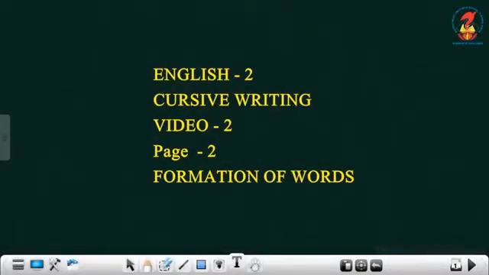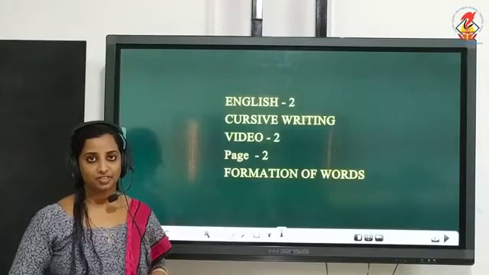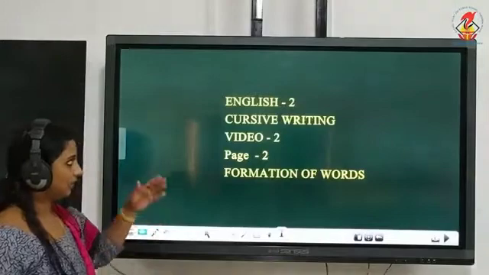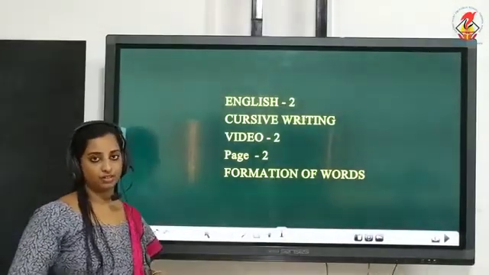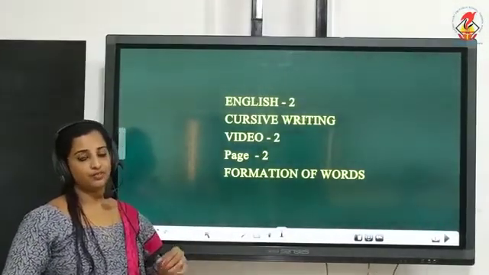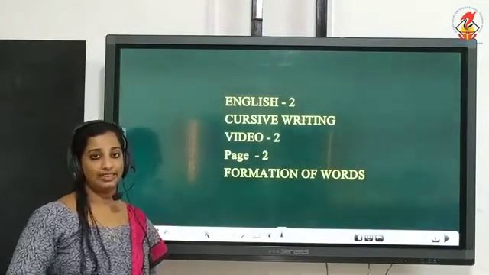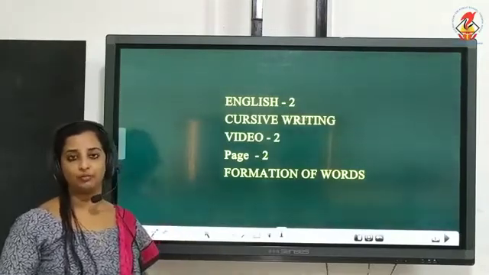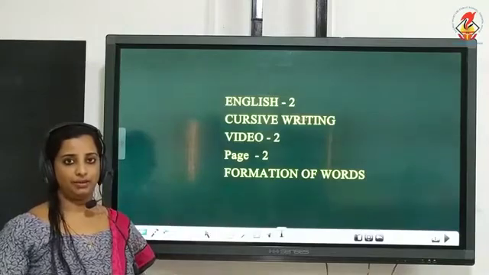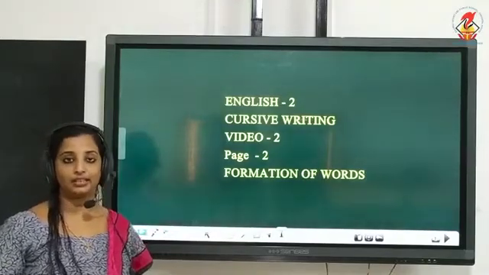Hello children, welcome back to the second class of your cursive writing of standard 2. Here we are dealing again with the second part of your cursive writing. First most we have dealt with 8 words. I hope you have remembered April, Ajay, bat, apple, at, cake, child and all.